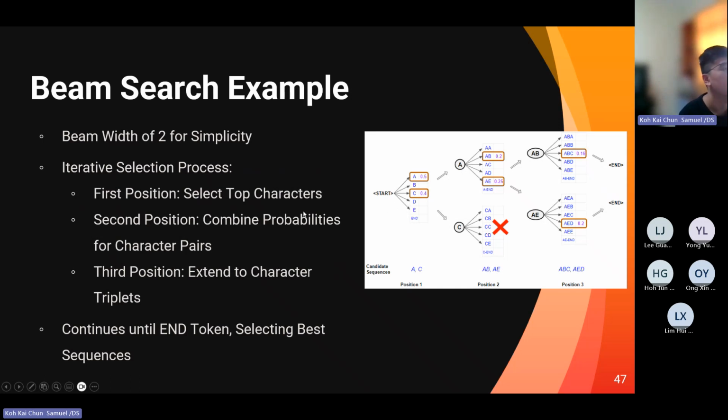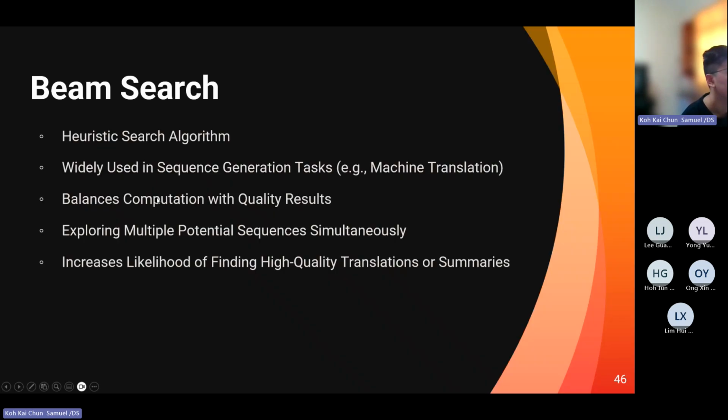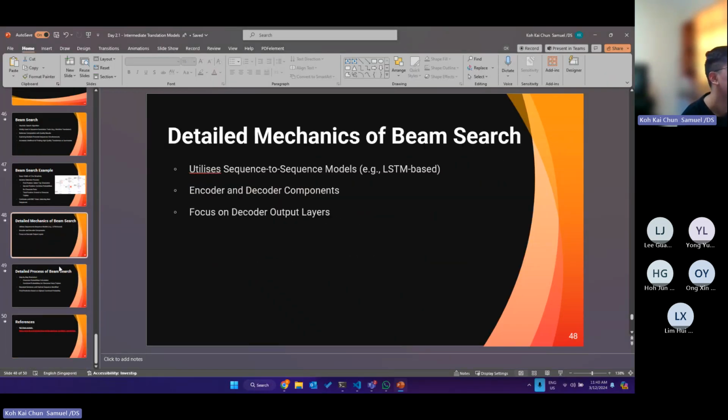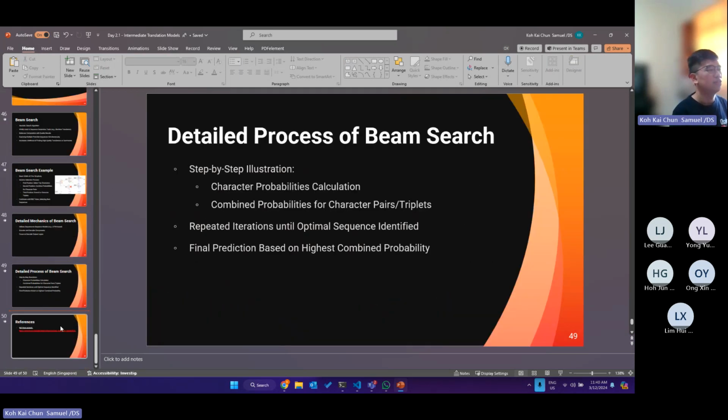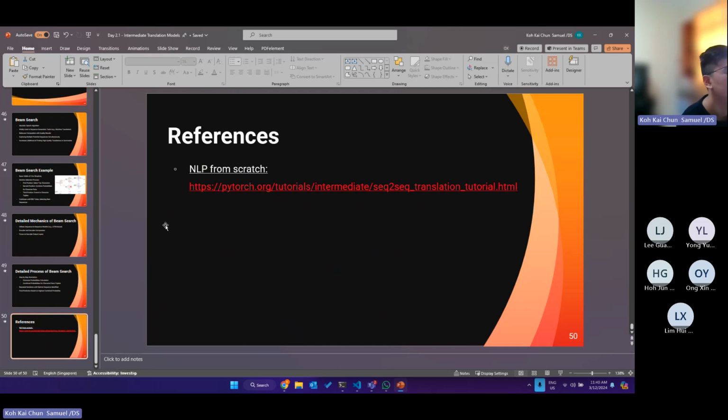So I hope this gives an understanding of how these translation models could give us the output with the best probability, or the best answers that we may want to have. So it's just going through some of this beam search. Okay, I won't be covering the details. It will just be this. And these are the references for the practicals and tutorials that the teaching team has kindly prepared.